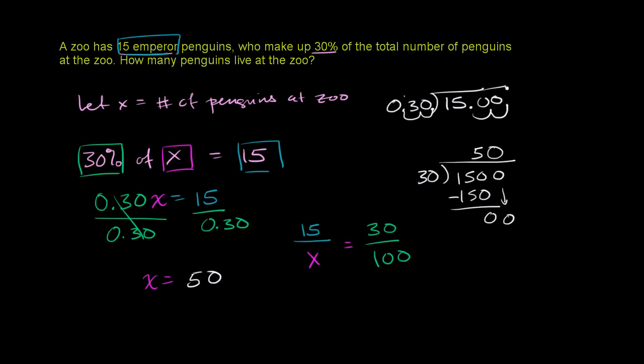And a really simple way of doing this is you say, look, to go from 30 to 15, you have to divide by 2 if you're going from the right to the left. So let's divide by 2 right over here. So x would be equal to 50. 15 over 50 is the same thing as 30 over 100. So the total number of penguins are 50.